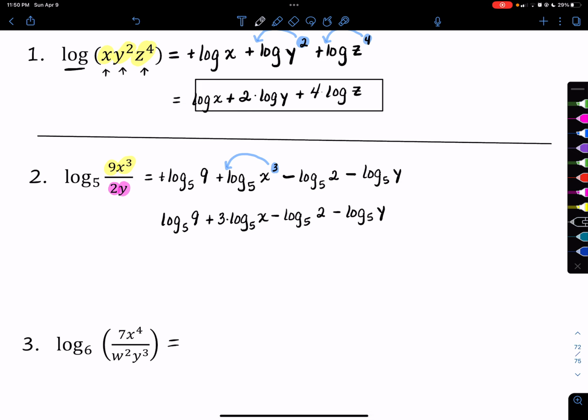Now, when we're simplifying logs, we're going to be thinking about, is there a power of 5 that would give me 2? Well, there is no exact value that we can think of. What power of 5 would give me 9? If there was something, we would replace it with that number, but at this point we're just working on the expanding and condensing.